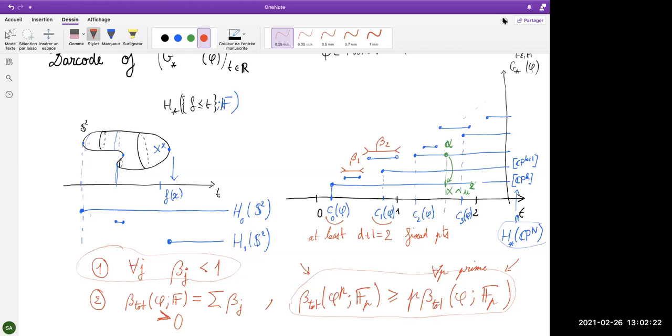Well, I have a question. So I can imagine this Smith inequality that you're using in this second part. Can you say something about the fact that the bars don't have length greater than 1?